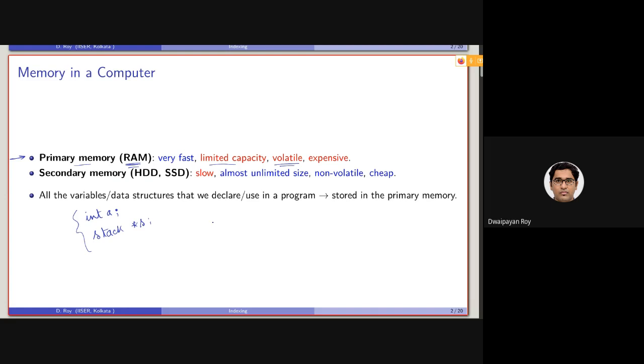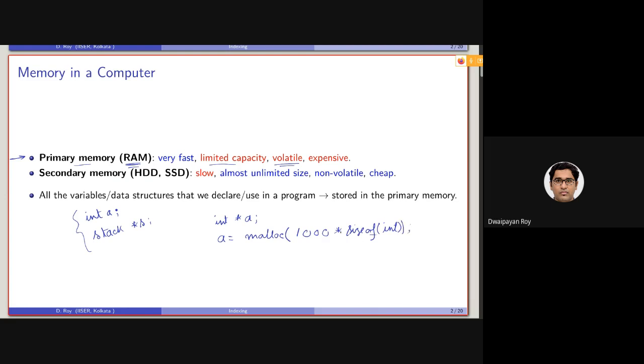So if I create, say, I hope you can remember this statement: int *a = malloc(1000 * sizeof(int)). Feel free to ask any question that you have.